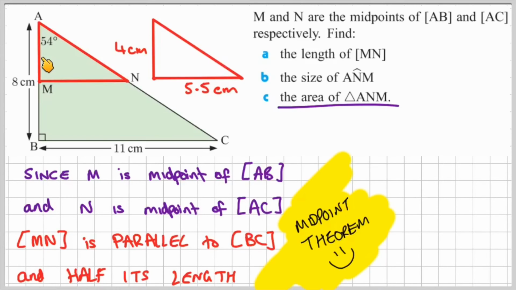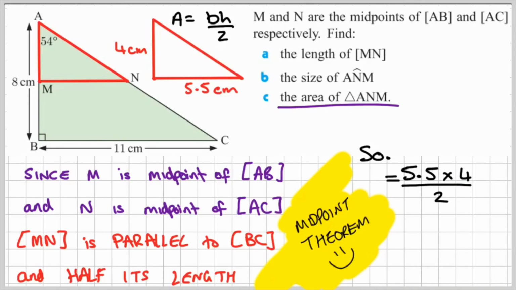Remember, this M is the midpoint of AB. So we have 4 centimeters for AM. And we also know that MN is half the length of BC due to the midpoint theorem. That's what we worked out in part A, which is 5.5. So the area of a triangle is base times height divided by 2. So therefore, 5.5 times 4 divided by 2 is going to give us 22 divided by 2. And the area of the triangle ANM is going to be 11 centimeters squared.